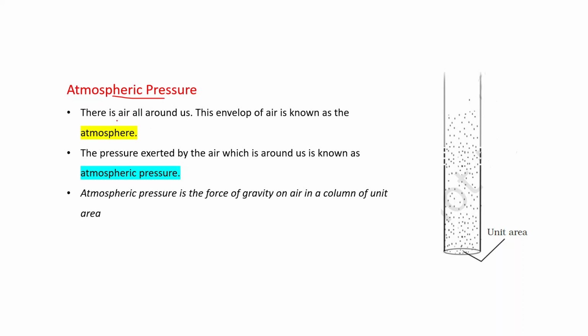Atmospheric pressure. There is air all around us, and this envelope of air around us is known as the atmosphere. The pressure exerted by the air which is around us is known as atmospheric pressure. Atmospheric pressure is the force of gravity on air in a column of unit area. You can assume that this is the unit area of this column, and this is the air. This atmospheric pressure is due to the force of gravity on air in this column of unit area.